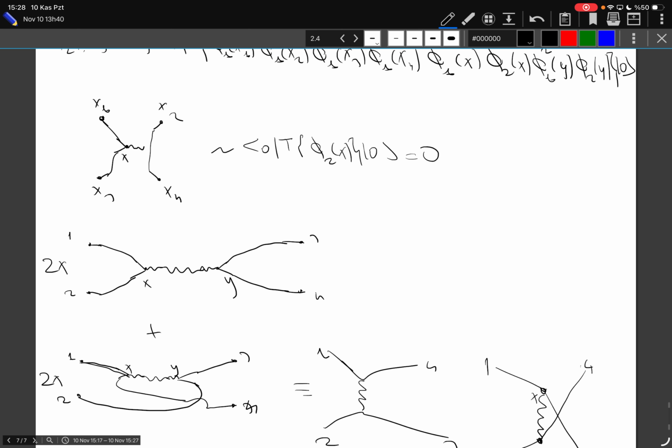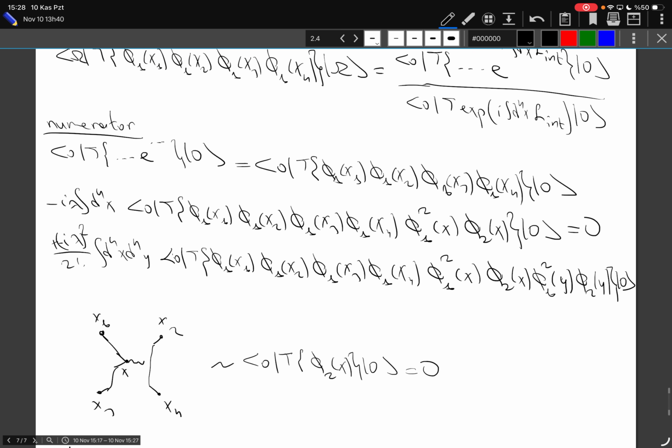Let me also remind you of another contribution. If I look at the contraction of this phi 1, let me write one of these out explicitly, phi 1 of x, phi 1 of x. I can have phi 1 contracted with this phi 1 of x. I can have the same phi 1 contracted with this other phi 1 of x. So even though 1 will be contracted with a field at the point x, there are 2 options there.